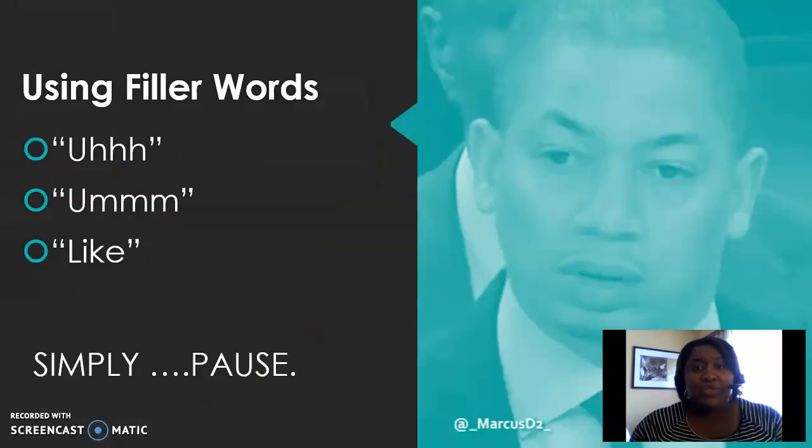The next one is using filler words. Even I used one on accident in the beginning. The filler word thing is the "like." You probably know what your filler word is, but we tend to find ourselves, when we're trying to remember that next point, or maybe we've lost our place, saying "well, like," or whatever your term may be. Don't do that.